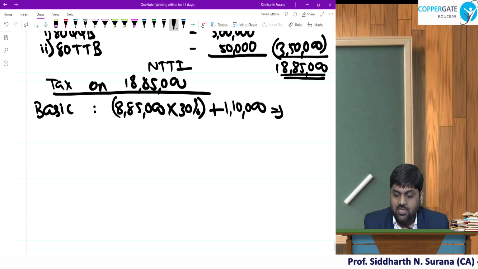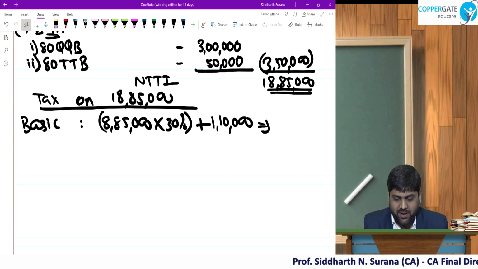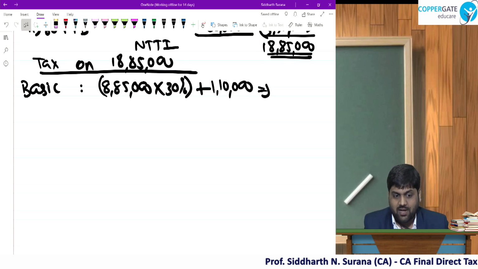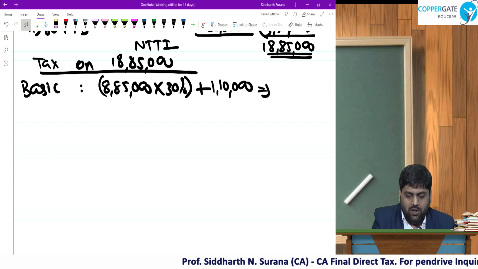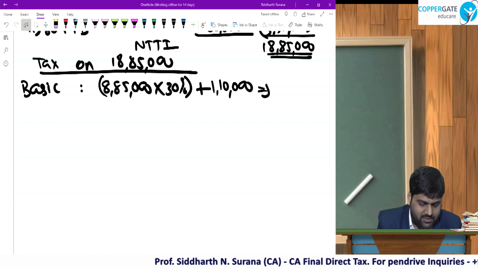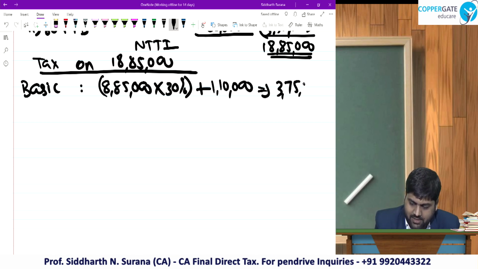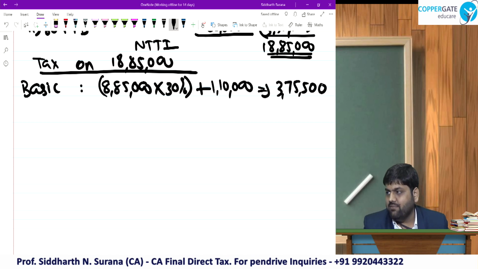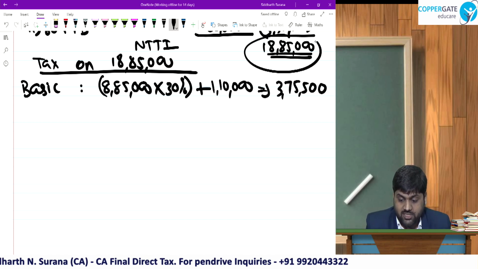So basic tax, just to check your level of alertness, whether you have paid attention to the age of Mr. Vikas. You can't expect the question to tell you all this. The question has given you the age, everything else you have to do accordingly. Can I say 8,85,000 into 0.3 plus 1,10,000 will give you basic tax of 3,75,500 rupees. There will be no rebate because this is more than 5 lakh.